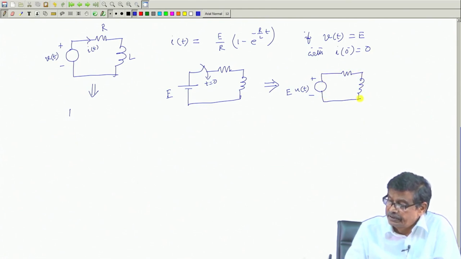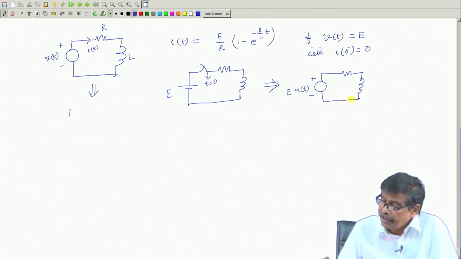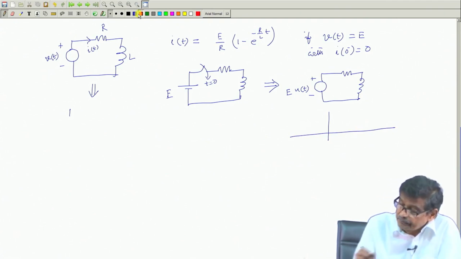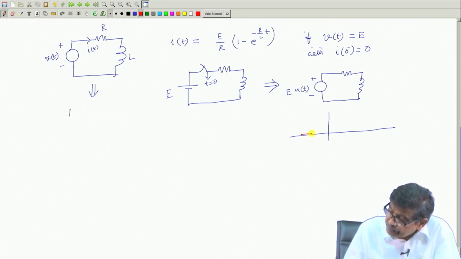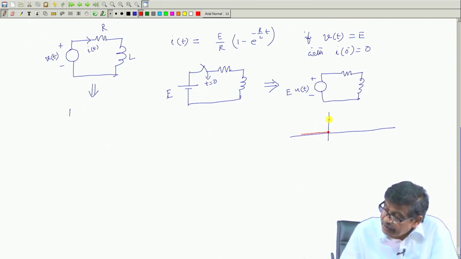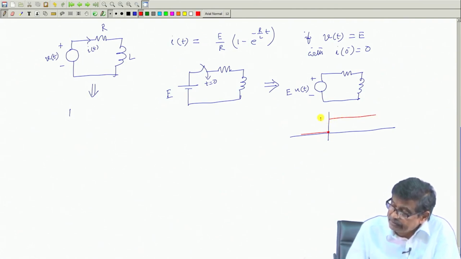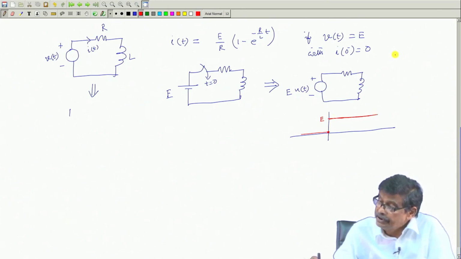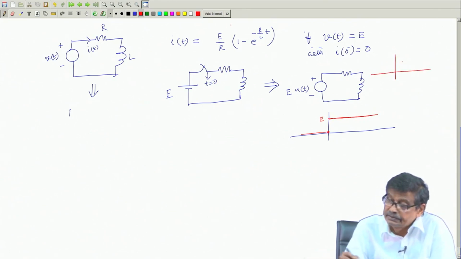We will define what is a unit step function. A unit step function is drawn like this. It is 0 for t less than 0, I am closing the switch, and then for t greater than 0, it is E. It is not a unit step, it has got an amplitude, but the magnitude is constant, whereas a unit step will be like this.